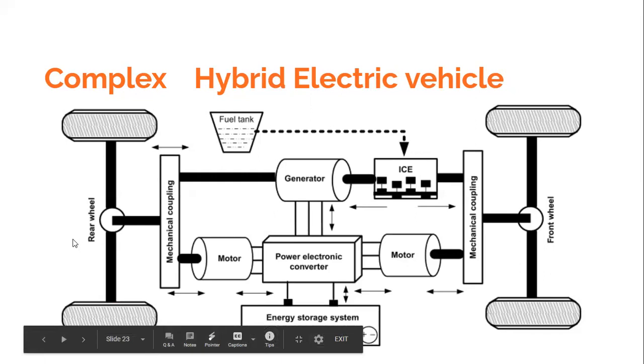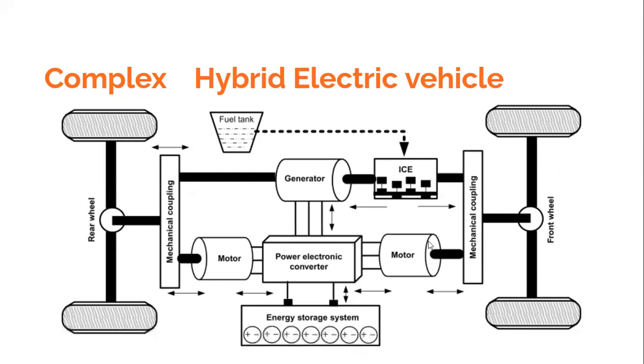Look at this system. There's a rear wheel, there's a front wheel, there's a mechanical coupling over here, and there's a mechanical coupling over here. So the power could be bidirectional. It could be going to the rear wheel independently, it could be going to the front wheel also independently. Look at this system. It appears to be a bit complex, and that is the drawback of the system. But it has been adopted in certain vehicles.